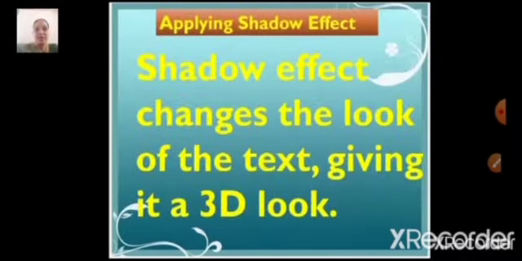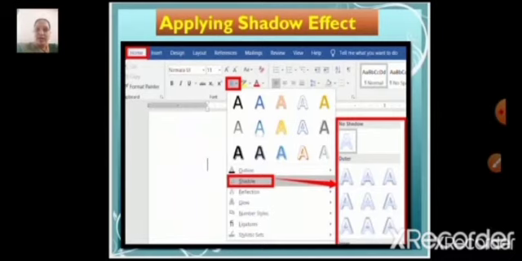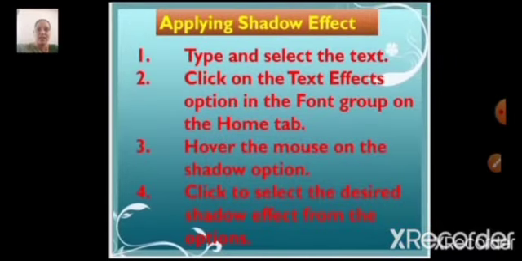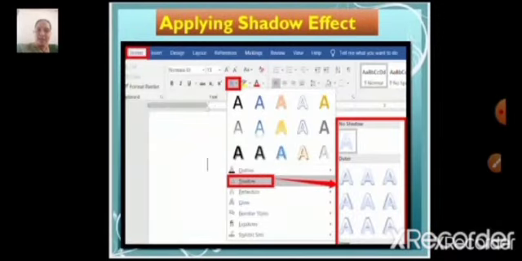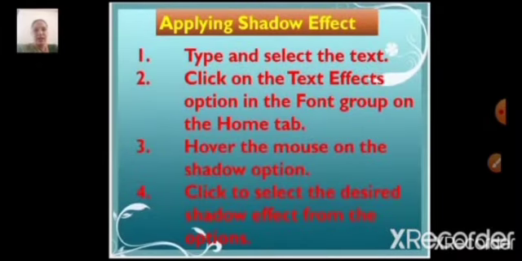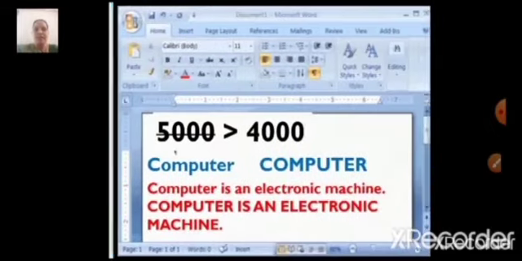We also learnt about applying shadow effect which gives the 3D effect to the text. To do that, after typing, you can select the text effect option in the home tab, and bring the mouse pointer on the shadow option. You will get a sub menu and select the shadow effect which you want for your text.